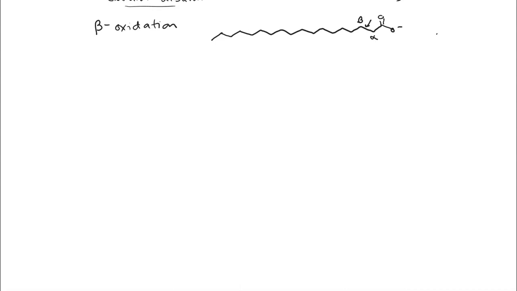And it was originally thought that this was just liberated as acetyl units. However, it was later found out that these are being released as acetyl-CoA. And because this cleavage happens at the beta carbon, the term for this process was called ultimately beta oxidation.